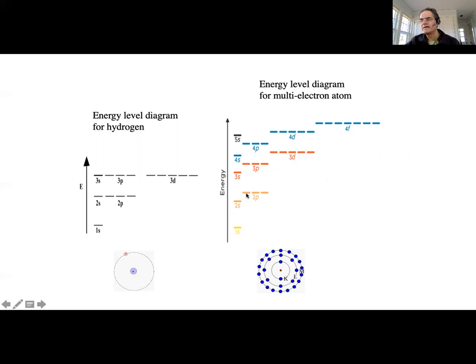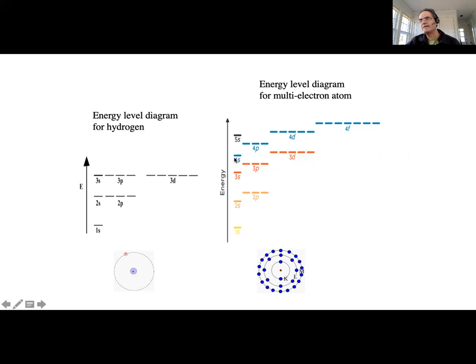The effect is more highlighted for states with higher angular momentum quantum number. Here's 3s, 3p, and 3d. And now notice something interesting. In this generic multi-electron atom, the 3d orbital is actually higher in energy than the 4s orbital. So as we fill these states up with electrons, we can expect that the 4s state will actually fill before the 3d state.